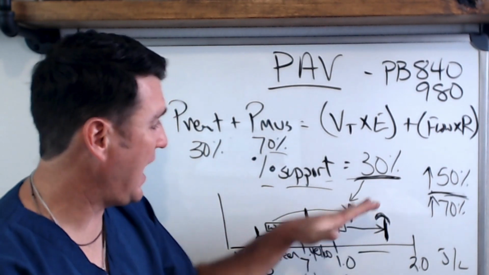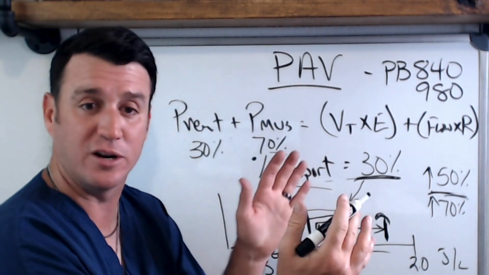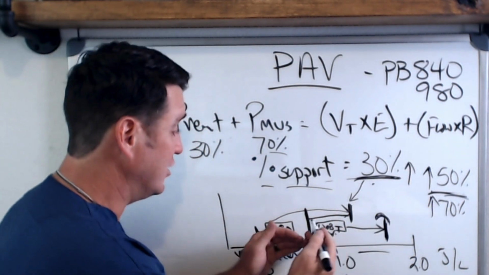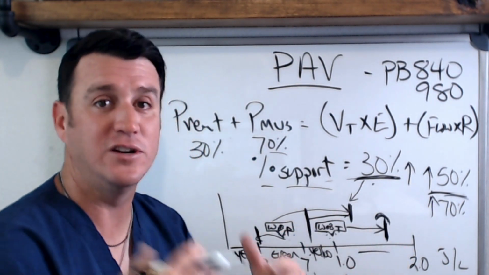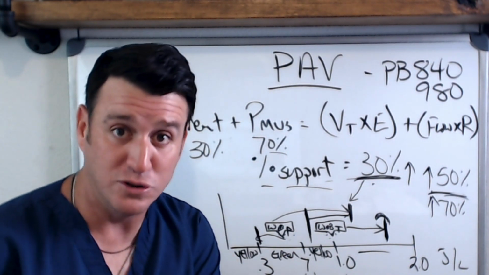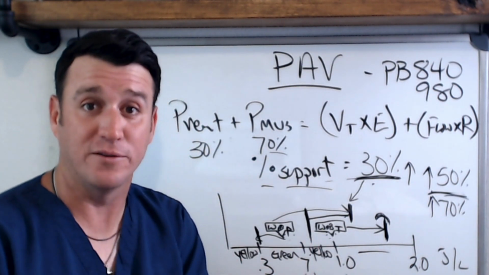Okay, so at a PAV of 30%, total work of breathing and patient work of breathing are going to be relatively close together. As you increase this, you'll see these two spread apart, and you need to be able to understand that the vent is doing more of the work. The further apart they are, the more work the vent is doing.